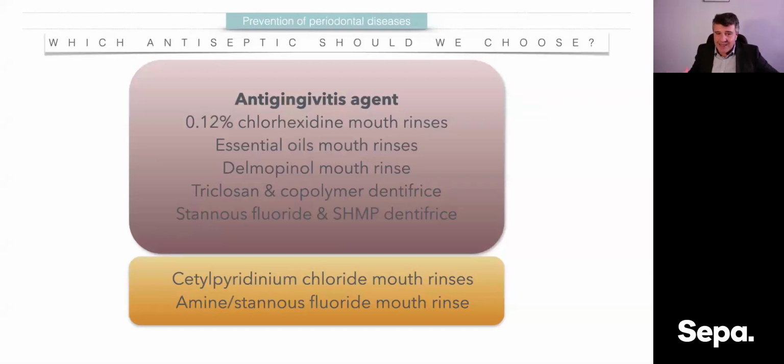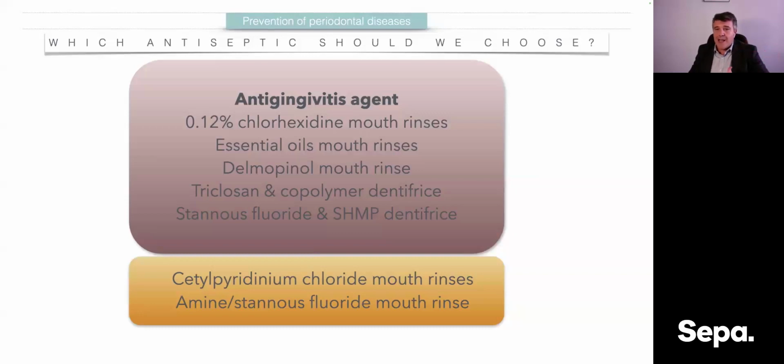There are just 7 agents. 5 of them are formulated in mouth rinses, 2 of them are formulated in dentifrice and toothpaste, and the first 5 have solid and convincing evidence on the impact on gingivitis. The 2 on the bottom will request some additional information, but they are also probably anti-gingivitis agents.